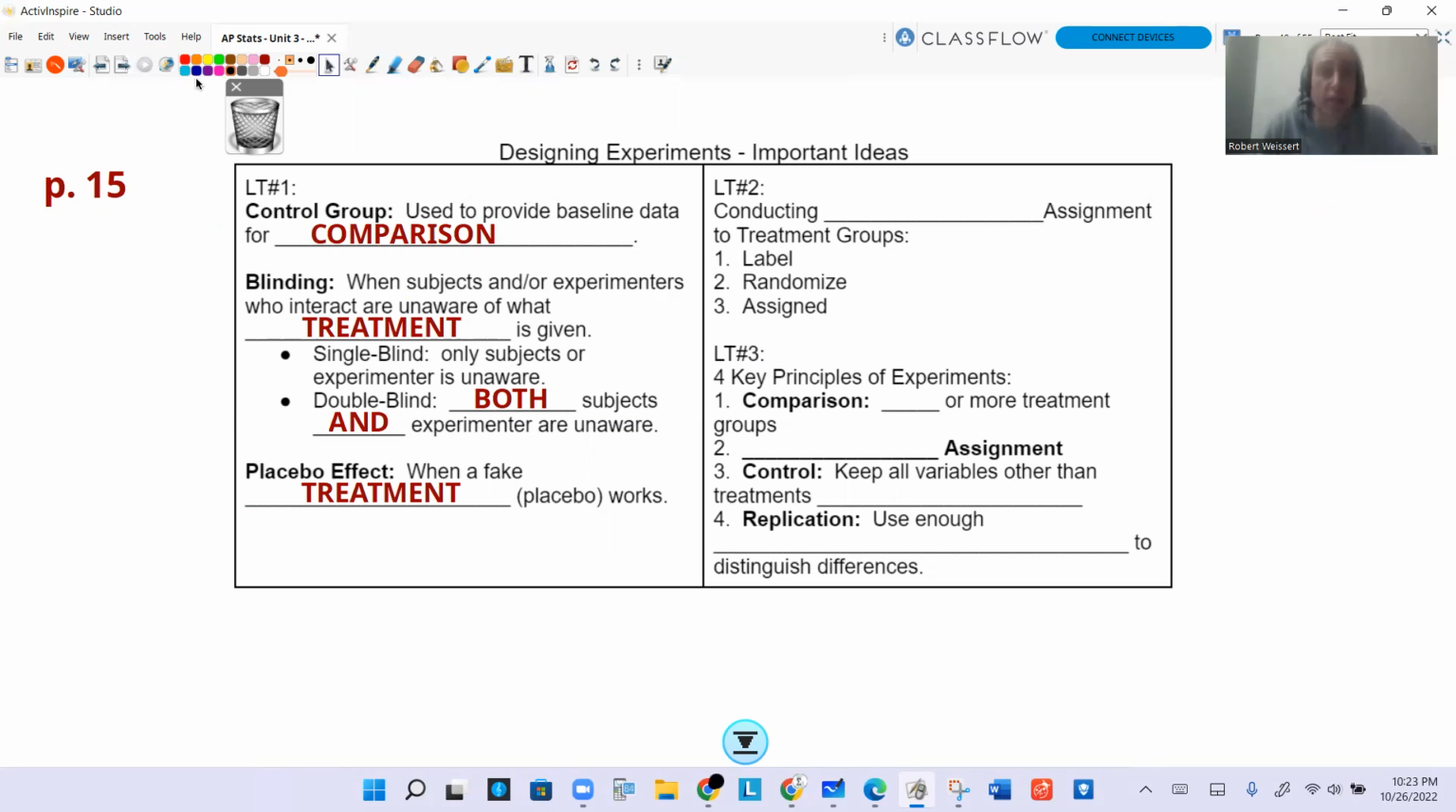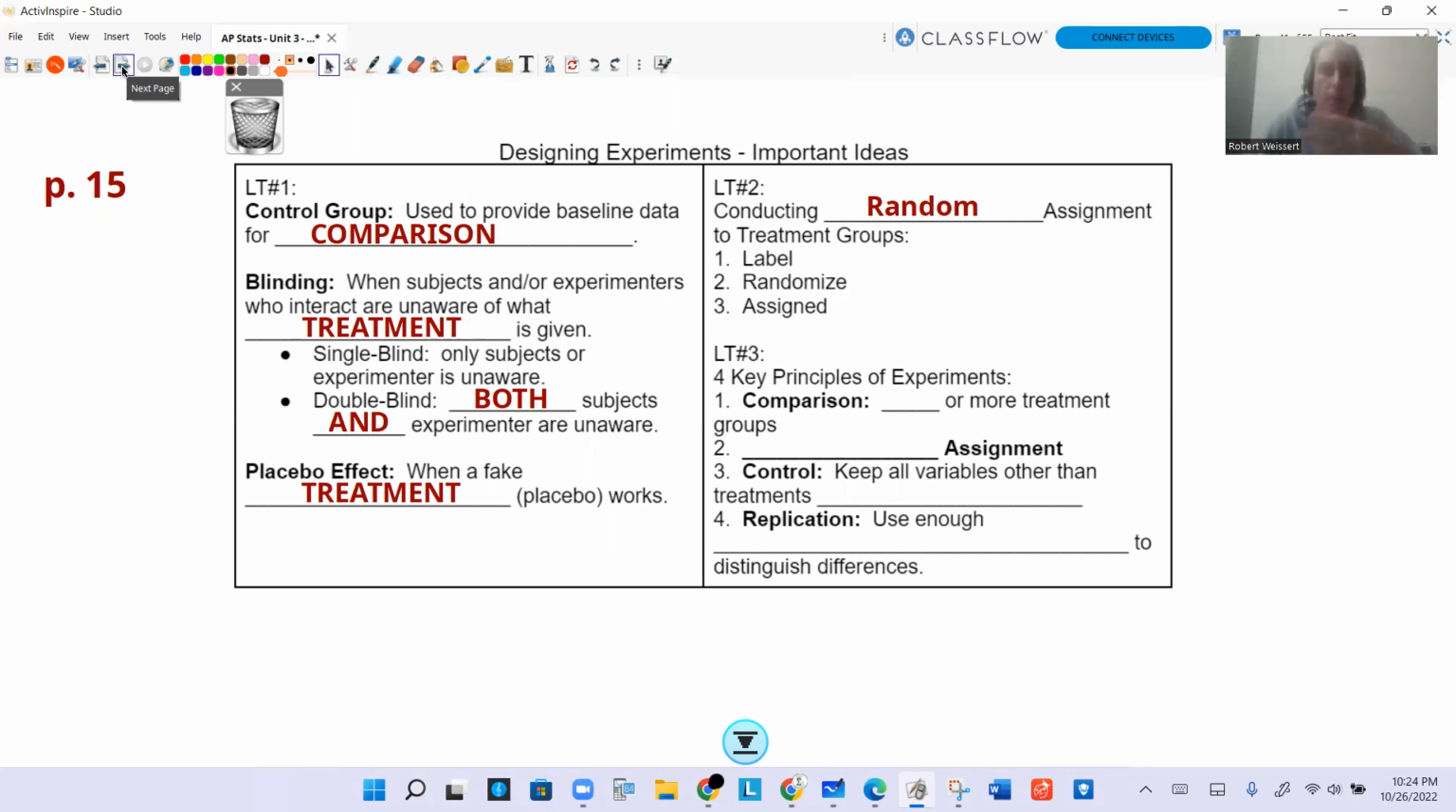Okay, conducting a random assignment to treatment groups. We want to label everybody, randomize it, and assign them to whatever groups. So make sure random assignment is always done. Otherwise, you have no experiment, my friends. You've got to have random assignment. That helps you compare things.